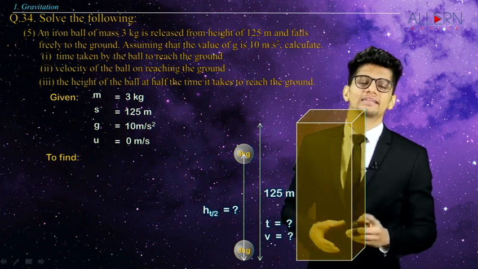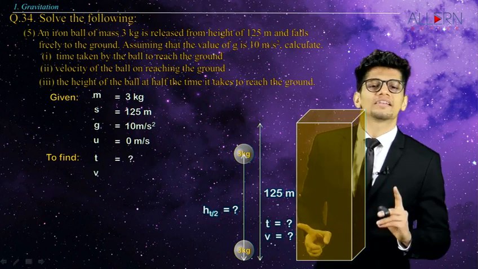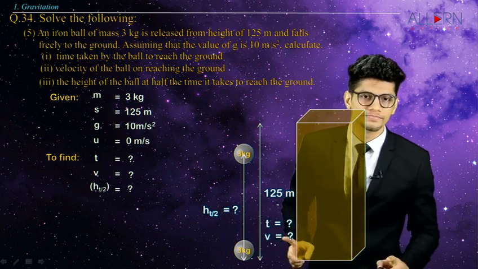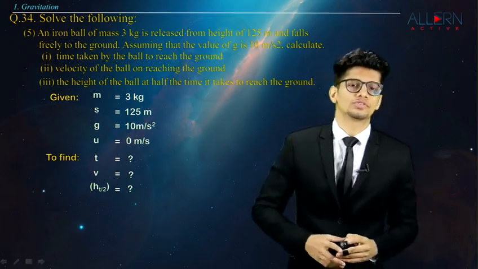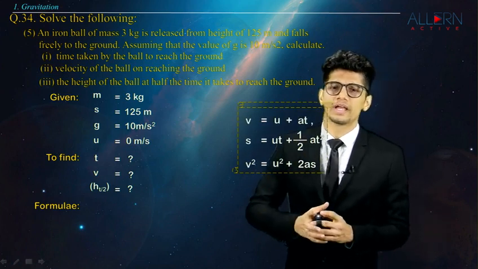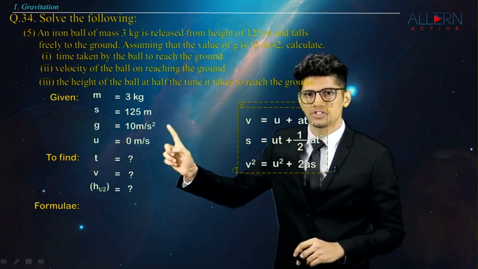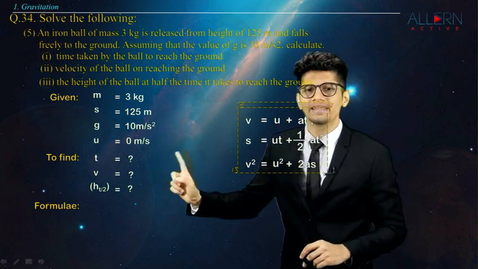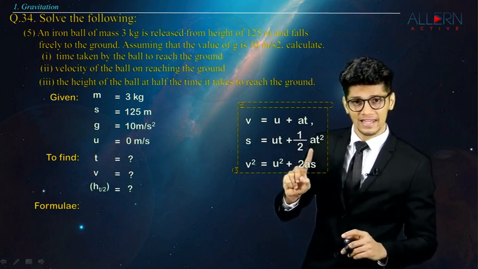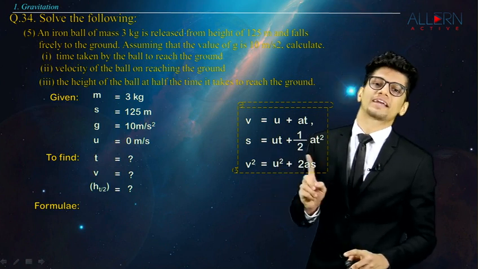We have to find three things. That is first of all time, denoted by small t, final velocity denoted by small v, and height at half the time. Let us see which formula do we use. We know that we have three formulae. What all factors do we have? M, we are not going to use that. S, g, u and t. So s, g, that is a, u, that is initial velocity, and t, that is time. That means we can use the second formula, right?